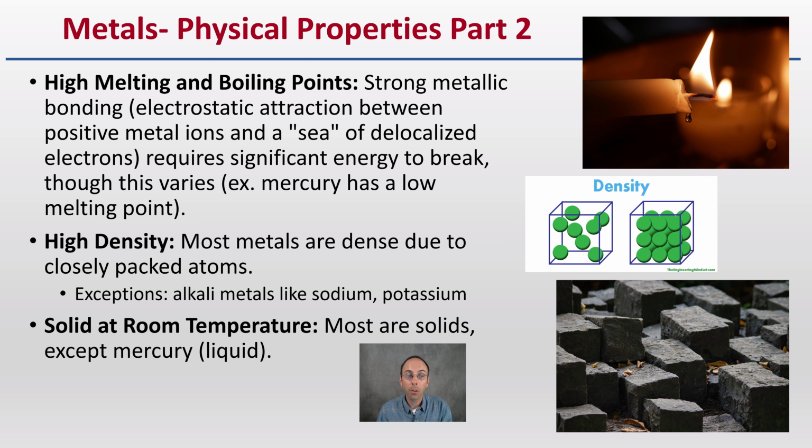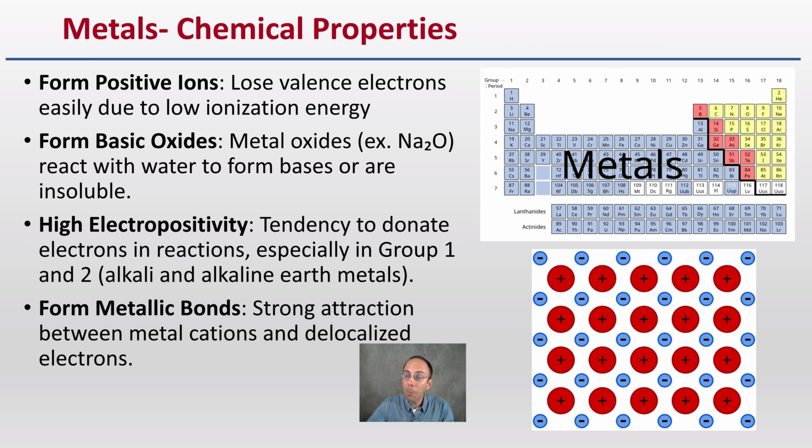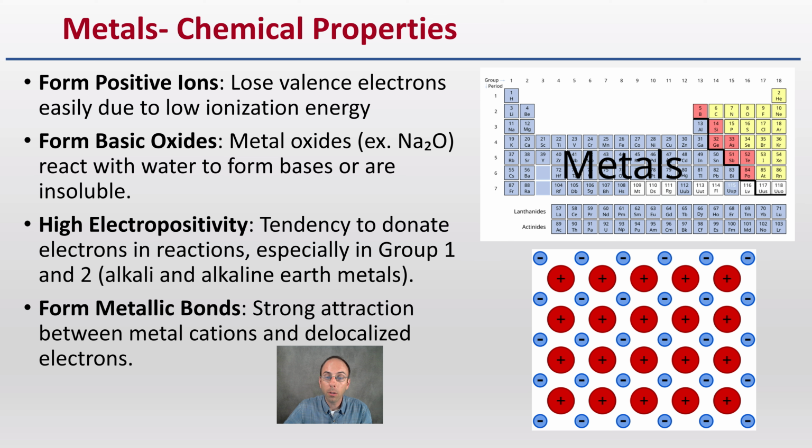In addition, they also have a high density. Most metals are dense due to the closely packed atoms that we can see depicted in this image right here. Exceptions: some alkali metals like sodium and potassium tend to be a little less dense, but again, we're looking at the majority of our metals. The majority of our metals also are solid at room temperature, except mercury, which is technically a liquid at room temperature.